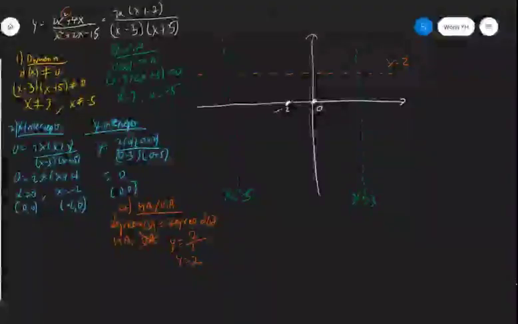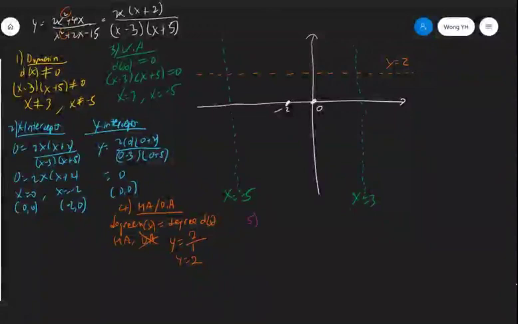Next, we look into the last part, where we do the interval analysis. First we need to get the x values in order for us to partition the graph into several parts. So how do we get the x values? We need to set the numerator equal to 0 and also the denominator equal to 0, basically using the function here.